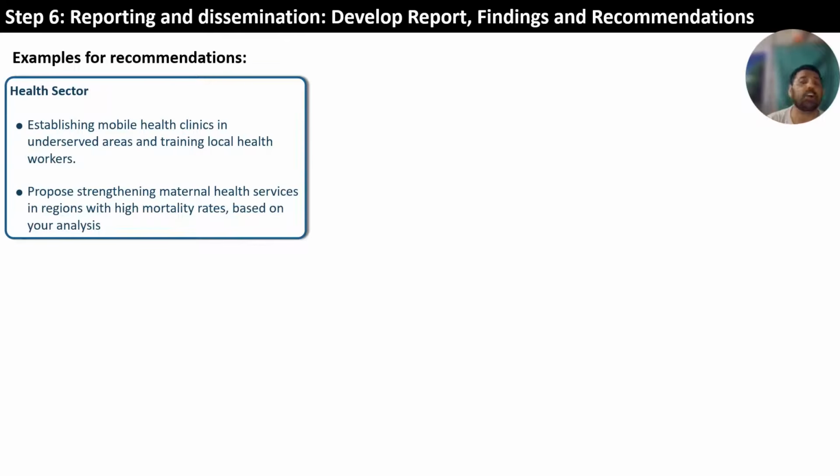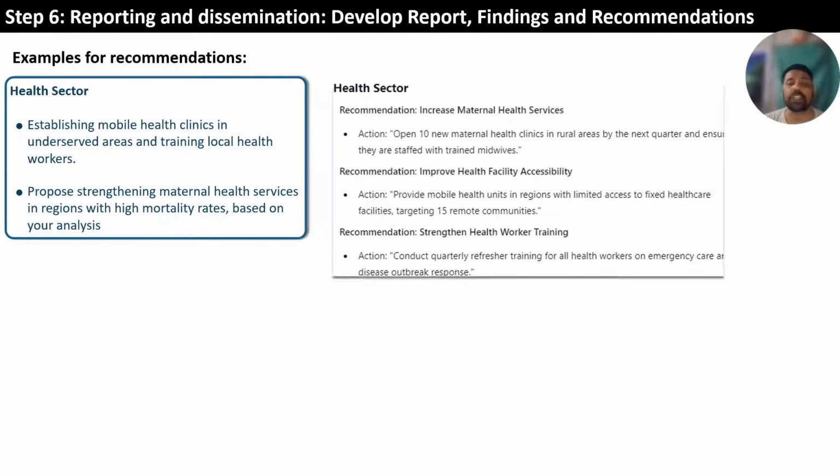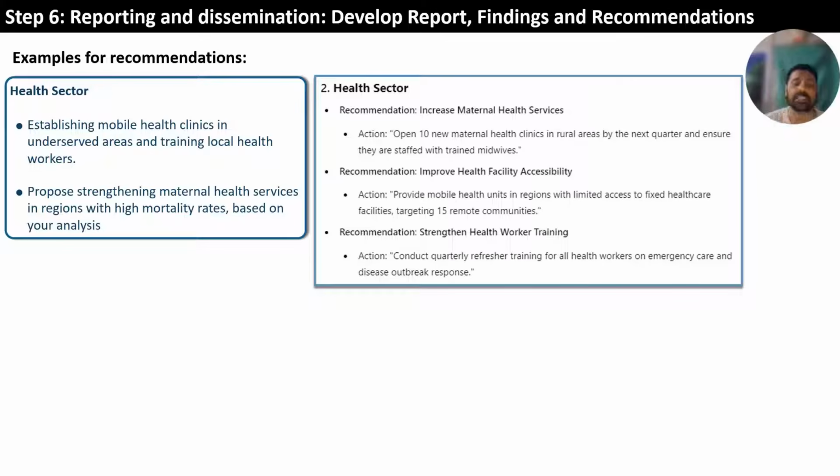Similarly, in the health sector, our recommendation could be to suggest establishing mobile health clinics in underserved areas and training local health workers, strengthening maternal health services in regions with high mortality rates based on the analysis.